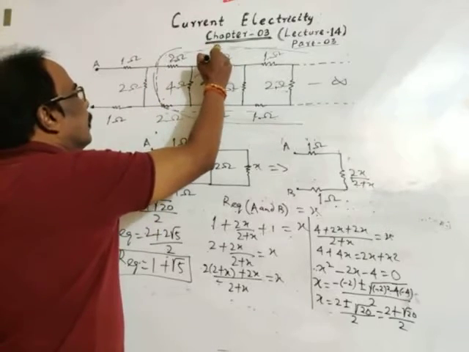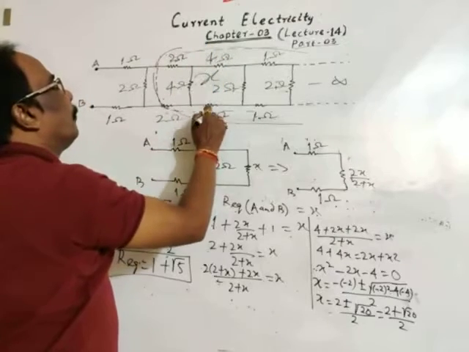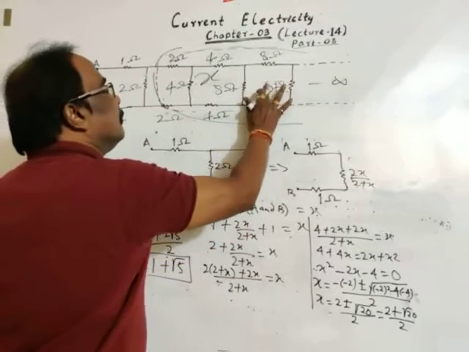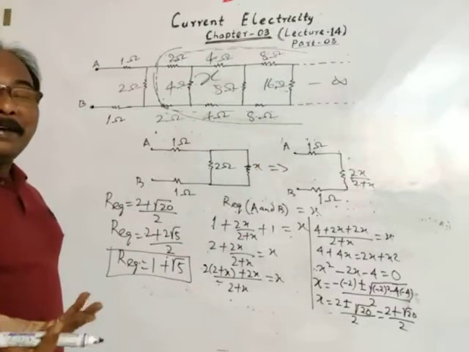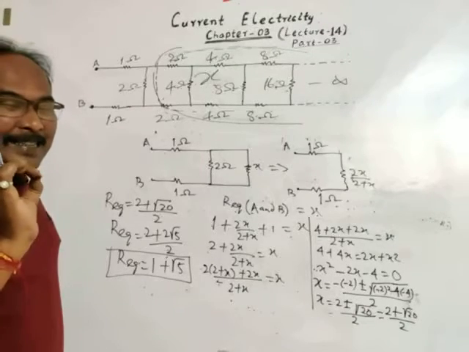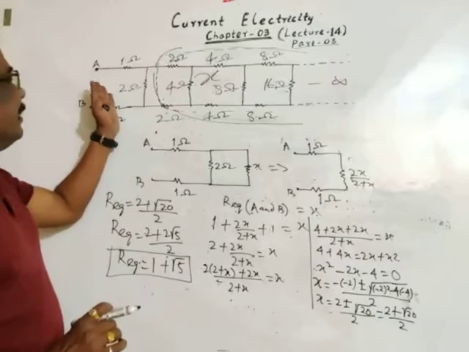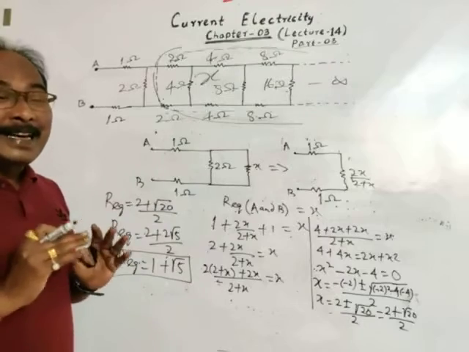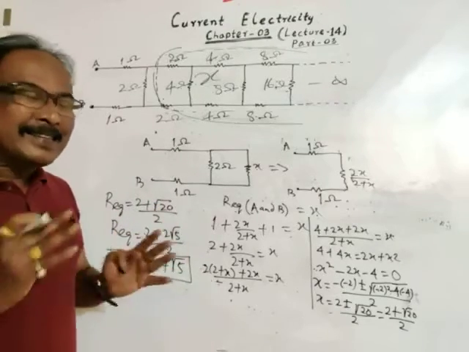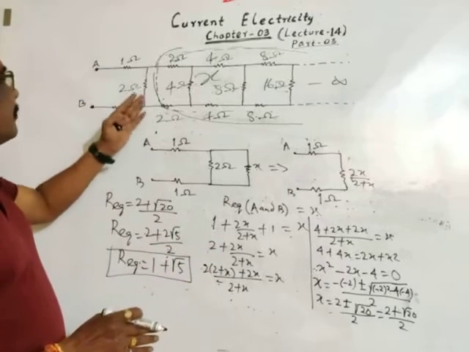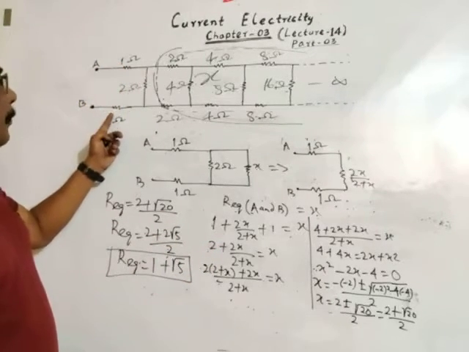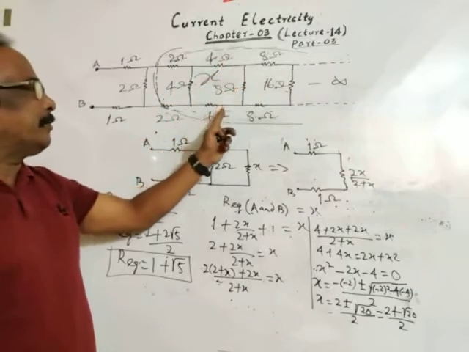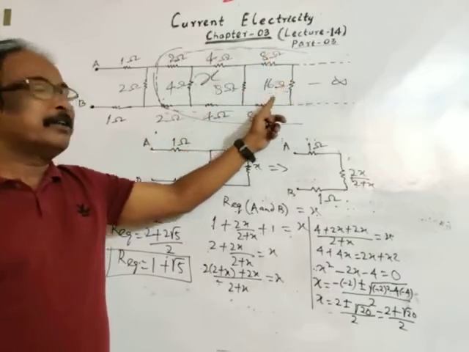This may be 4, 4, 8. So this may be 8, 8, 16. Then what can be done? Similar method, but a slight difference is there. See, these are an infinite number of sets, but the sets are not identical. The sets are not similar. In the first set we are getting 1 ohm, 2 ohm, 1 ohm, 1 2 1. In the second set 2 4 2. In the third set 4 8 4. In the fourth set 8 16 8.